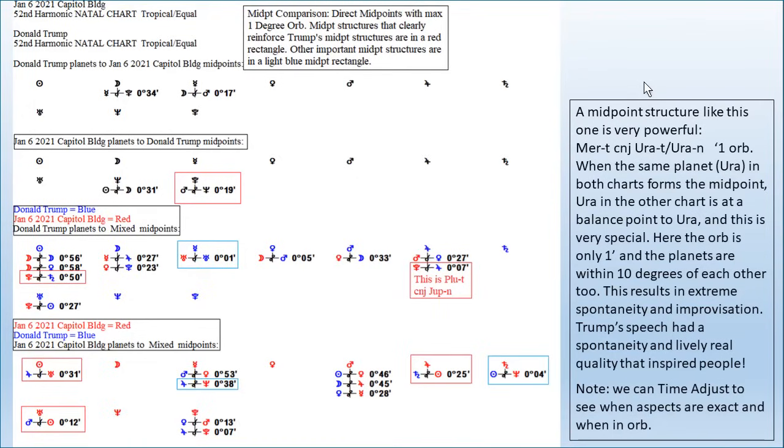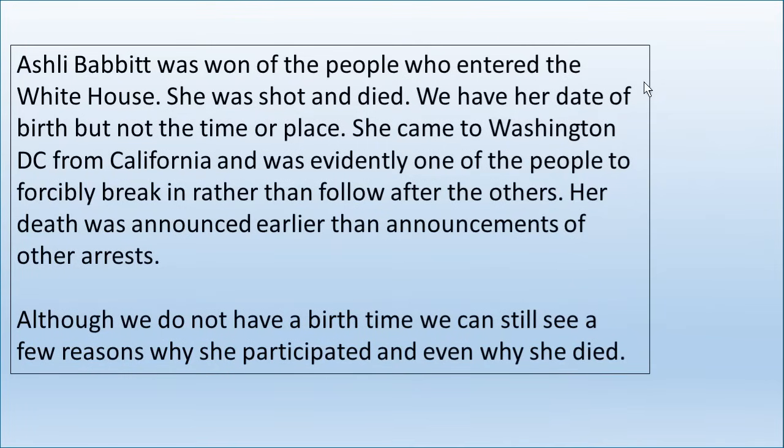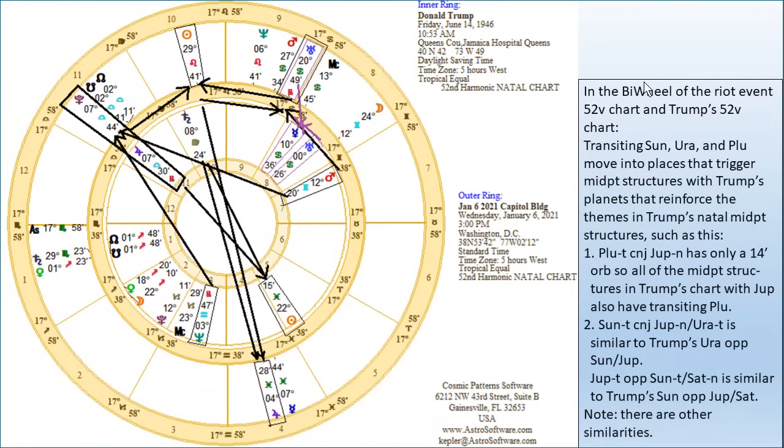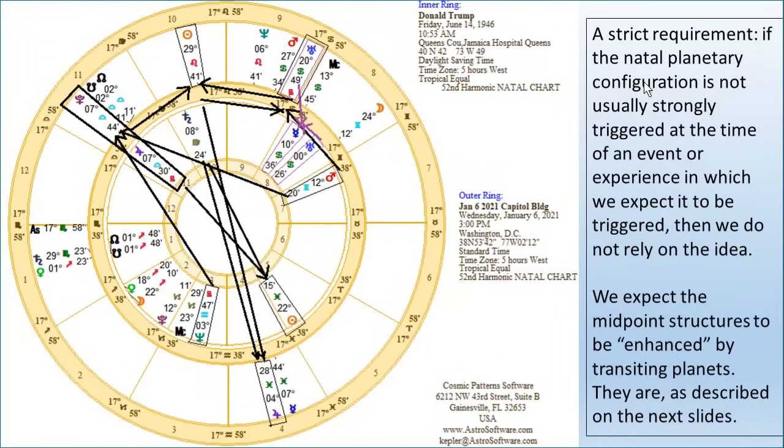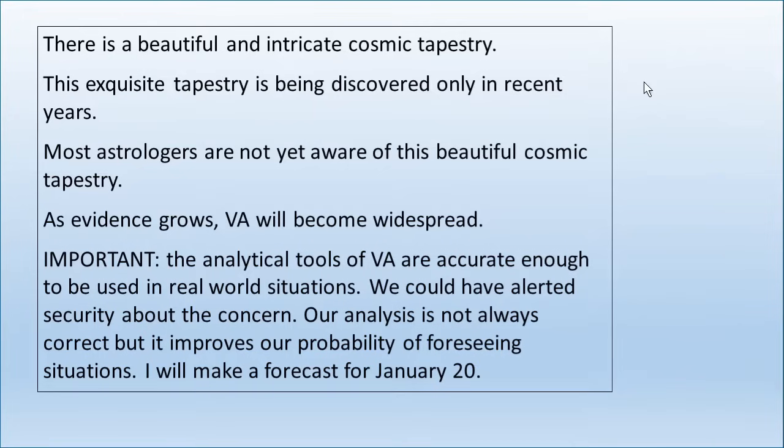Okay, in part 3, we will look at Ashley Babbitt. We're going to see a Mars-Uranus. Let me give you a preview. We're going to see a Mars-Uranus thing that relates to the fact she got killed. And let me say one more thing. I've got it here somewhere. Let me see if I can find this.